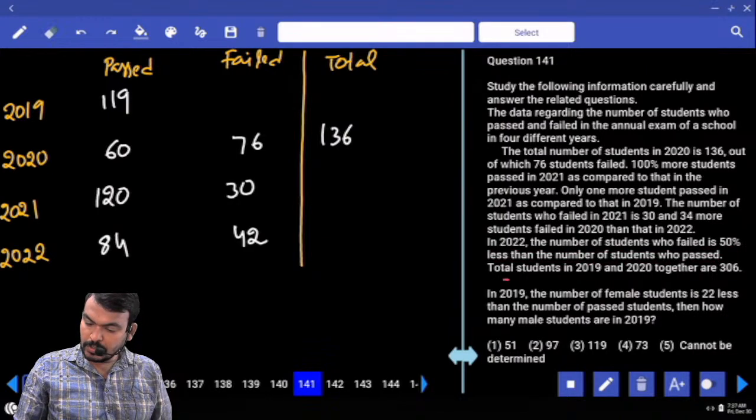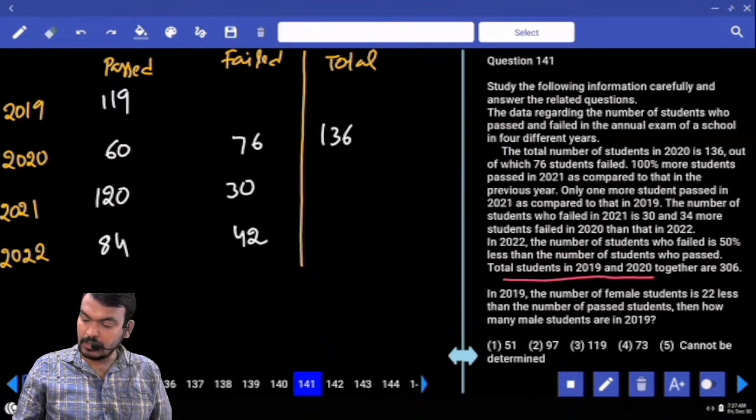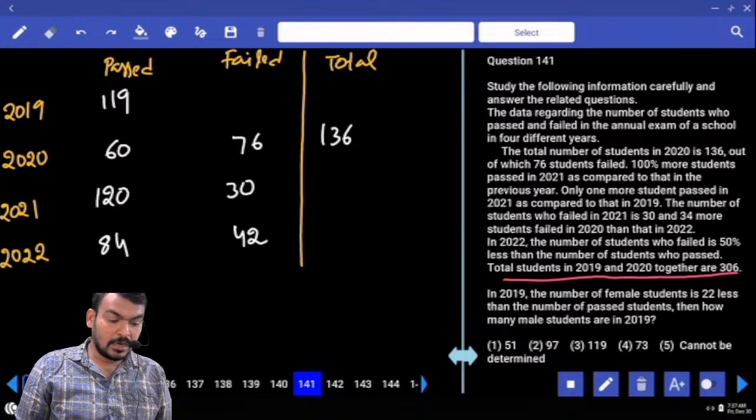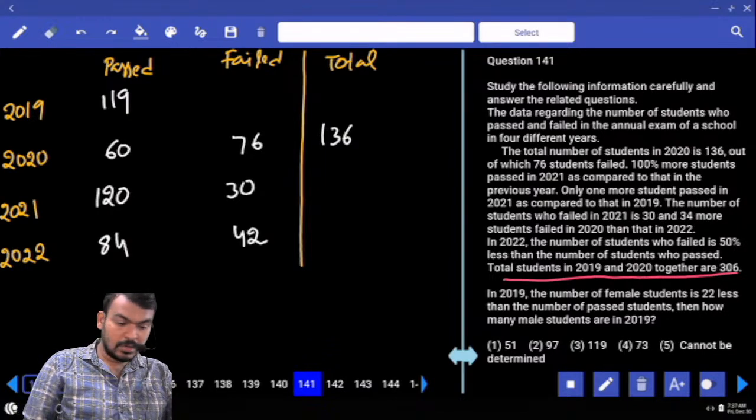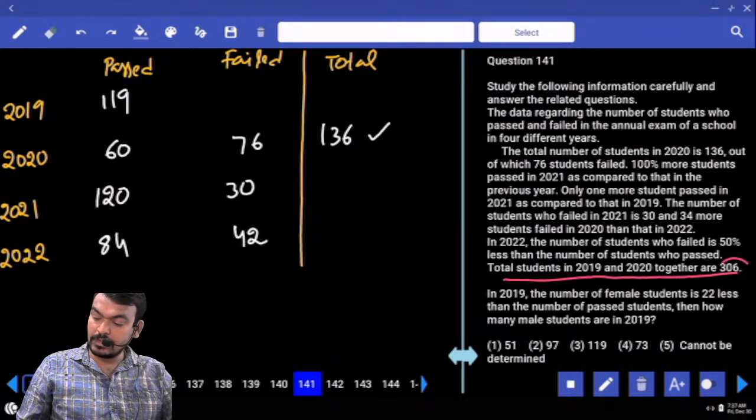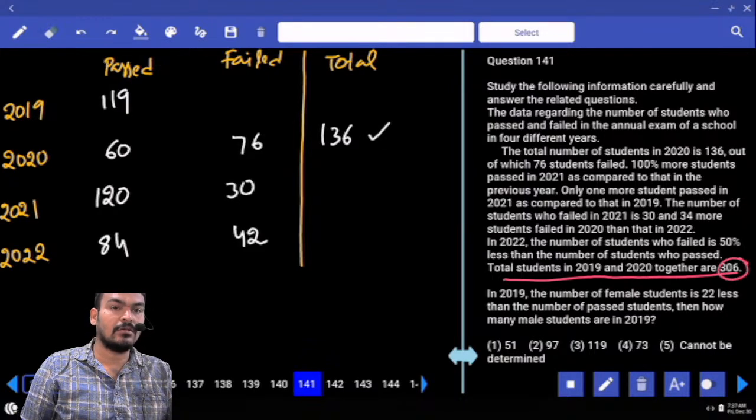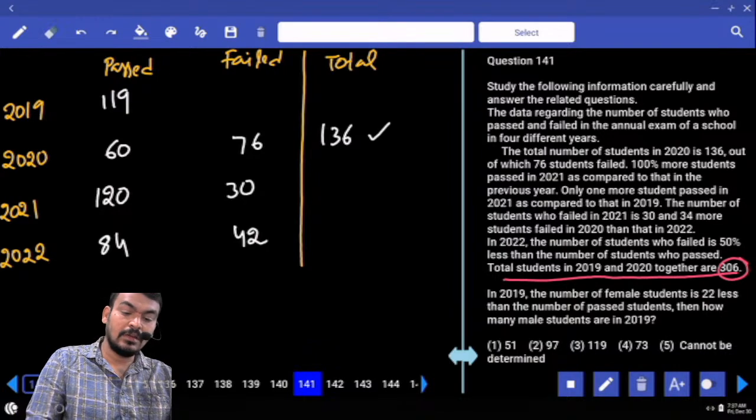Next, total students in 2019 and 2020 together are how much? 306. Okay, what is the 2020 total value already? 136. Out of 306, 136 is completed, or not? What is the remaining? 170, or not?